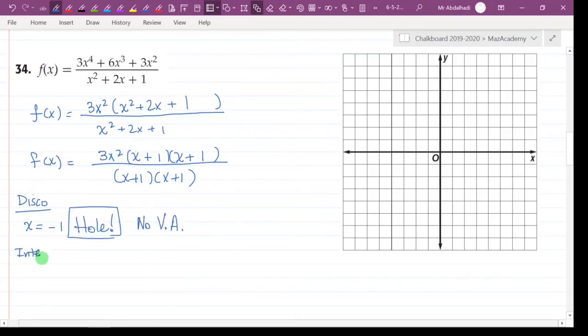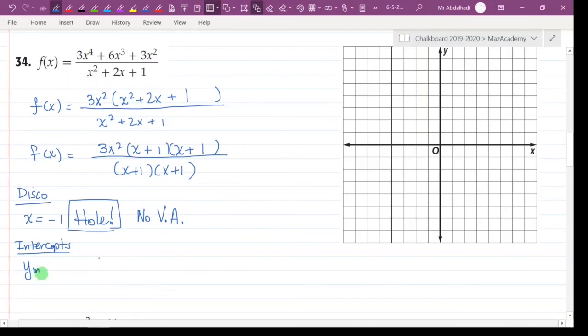Now, x and y-intercepts. Well, the y-intercept is what happens when all the x's are 0. You get 0 over 1. So that's just 0, which means the y-intercept is at the origin. So now let's look for the x-intercepts, okay? Now we know that the y-intercept is 0 there. That's also technically an x-intercept, right?